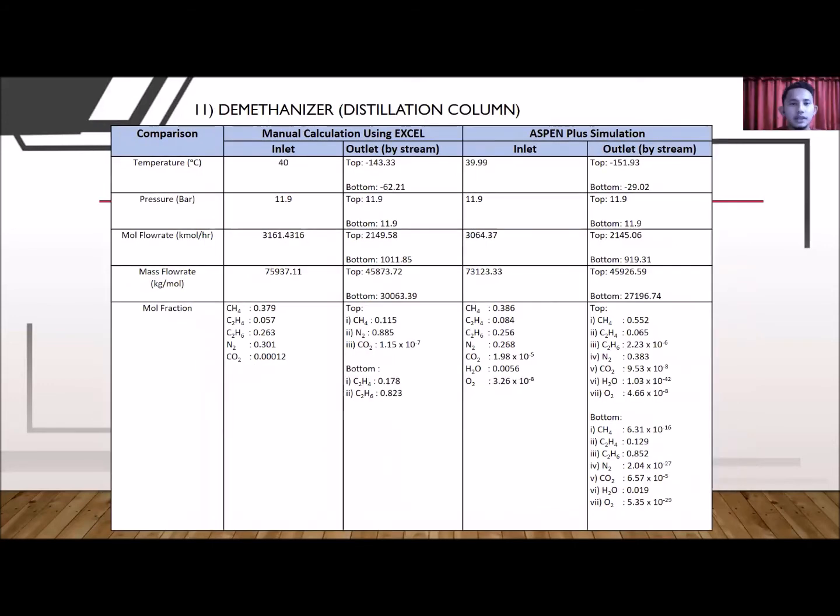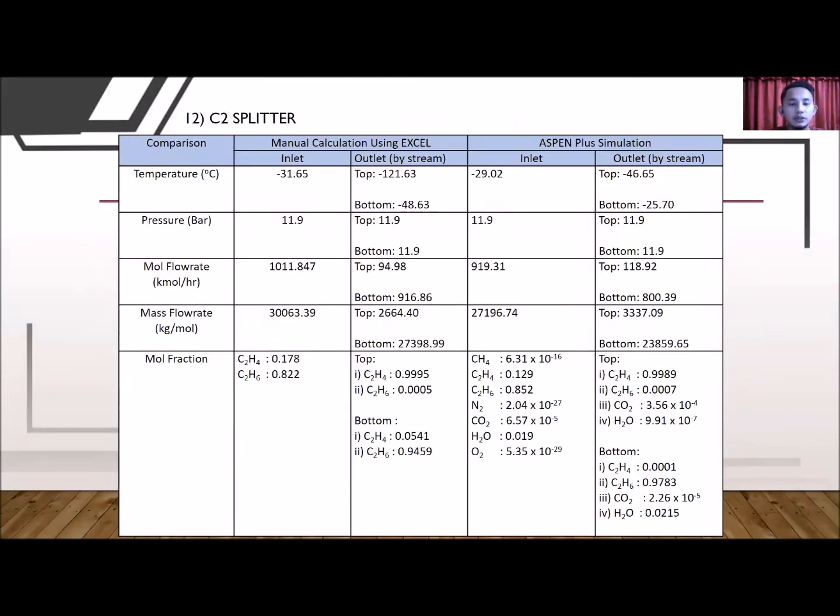Next. Okay, for the 11th unit operation, which is the demethanizer, based on the results obtained from both calculations, the inlet temperature remains constant, which is 40 degrees Celsius. But for the outlet stream, the temperature in the Excel calculation is slightly different compared to the Aspen simulation for the top and bottom streams. In the Excel calculation, our group decided to neglect the presence of water and oxygen since their mole flow rate is very low. This decision leads to a marginal difference in mole and mass flow rate for both inlet and outlet streams.